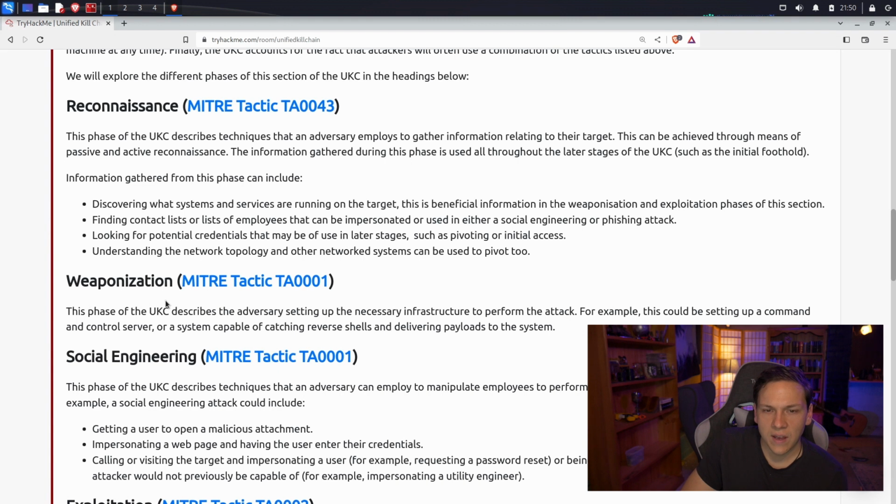This phase of the UKC describes the adversary setting up the necessary infrastructure to perform the attack. For example, this could be setting up a command and control server or a system capable of catching reverse shells and delivering payloads to the system.